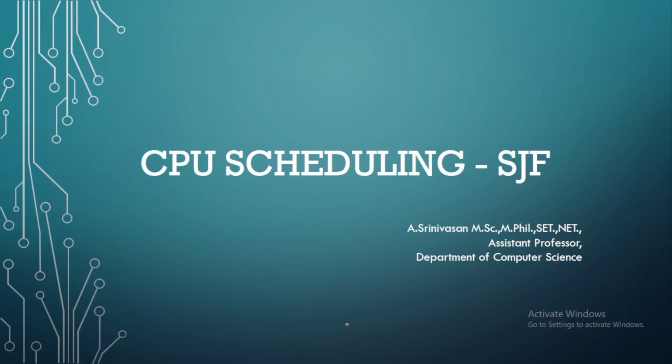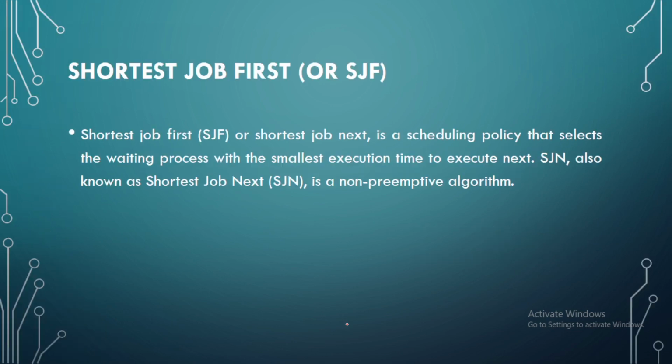Welcome students. In this video I am going to explain shortest job first and remaining shortest job first, the preemptive and non-preemptive versions of this algorithm in CPU scheduling. Here we have first the non-preemptive version of the shortest job first algorithm. It's a scheduling policy that selects the waiting process with the smallest execution time to execute next. So the catch here is that the process with the smallest execution time will be allocated to the CPU.